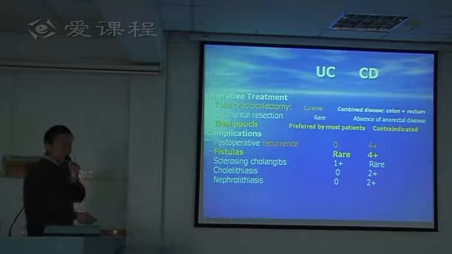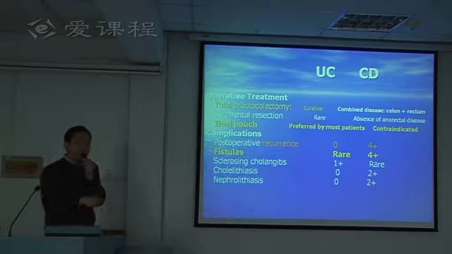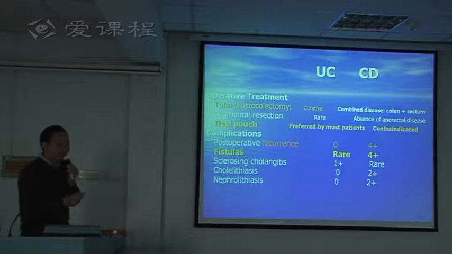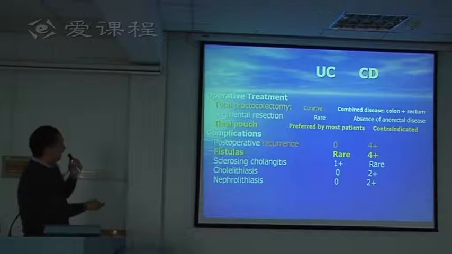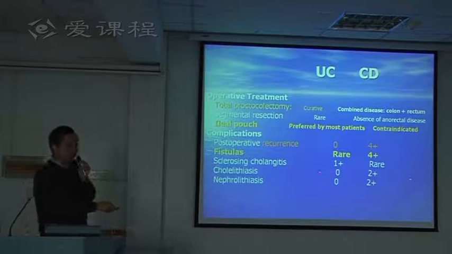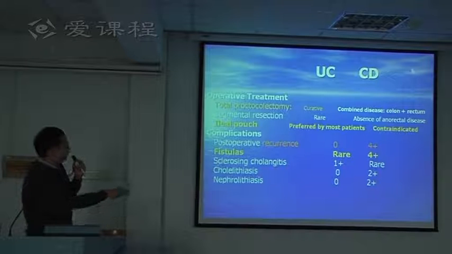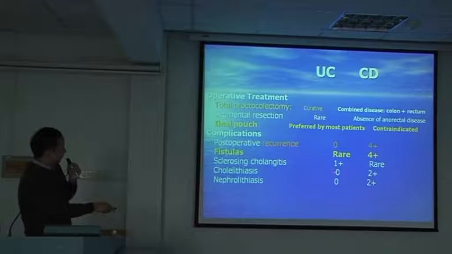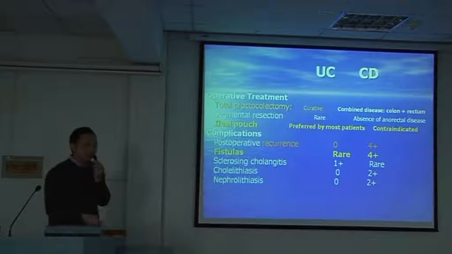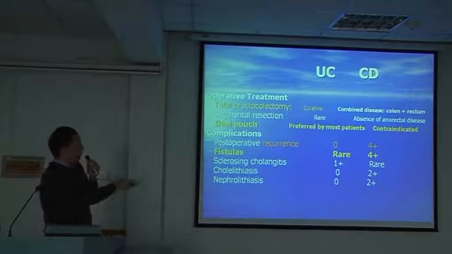Okay, have you already learned something about liver and pancreatic disease? Okay, so sclerosing cholangitis: UC patients may have sclerosing cholangitis. But for cholestasis, in CD there's none. Also nephrolithiasis, stones in the kidney and stones in the bile duct, are in CD.